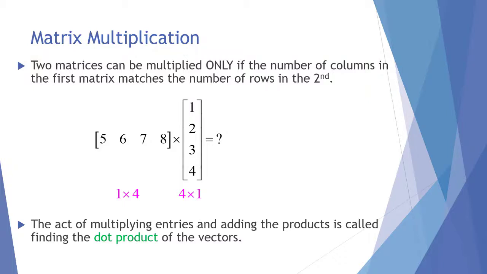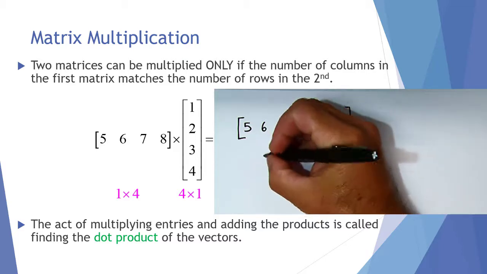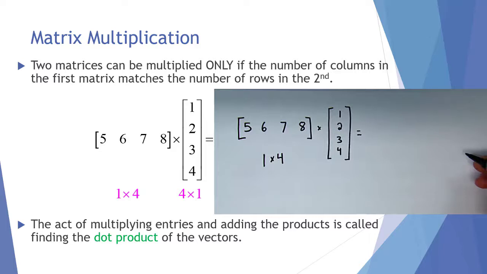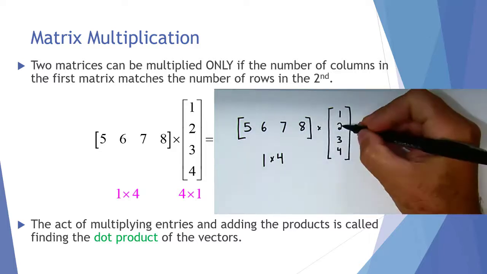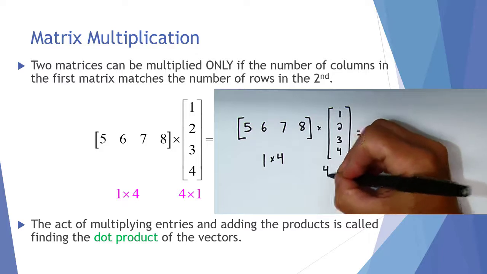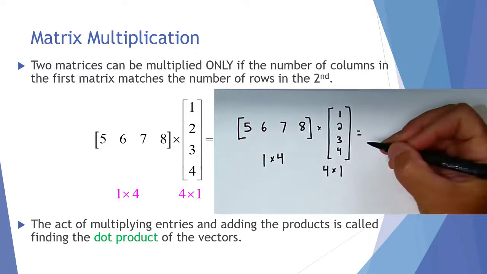So I'm going to start out with a real simple example here. Now, these are both technically vectors, right? This one only has one row and this one only has one column. But that's just going to provide an easy example here. So our first matrix is one row by 4 columns. That is a 1 by 4 matrix. The one on the right is 4 rows, but only one column. So that's 4 by 1.